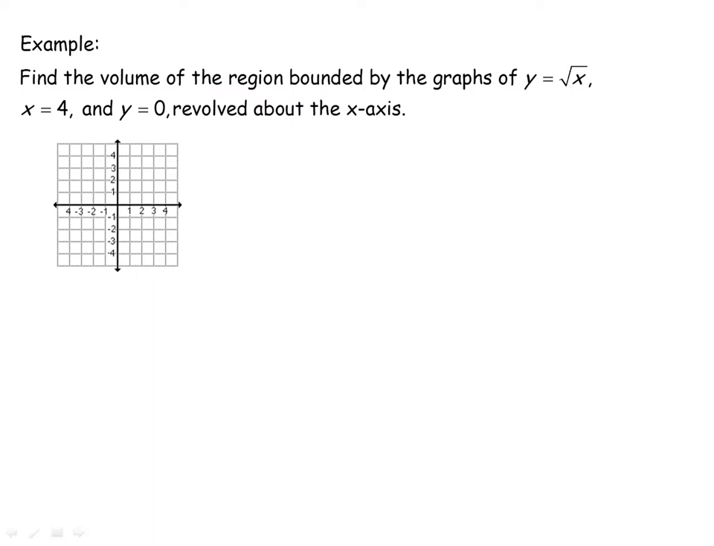Okay? So, y equals the square root of x. You know that graph. It goes like this. x equals 4. That's just a vertical line going through the x-axis at 4. And y equals 0 is your x-axis.